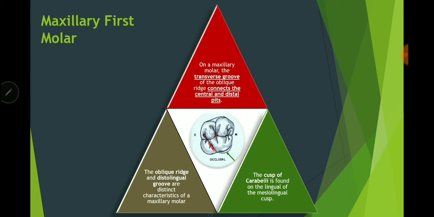On the maxillary molar, the transverse groove of the oblique ridge connects the central and distal pits. You see the red dotted line there? Okay, so this is called a transverse groove, which crosses the oblique ridge and connects the distal pit and the central pit right there, okay. Very high-yield tooth here that you're supposed to know. All right.